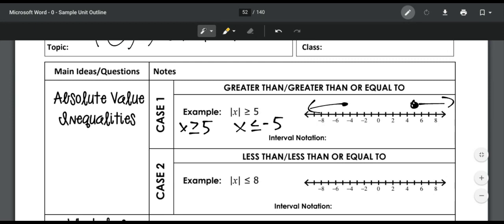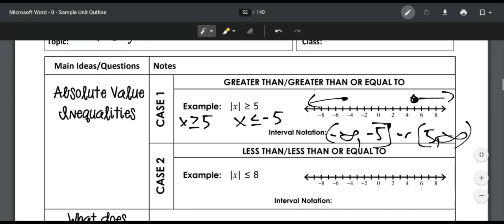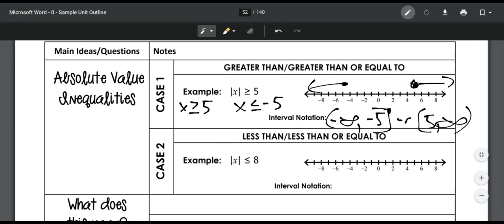So in this case, we have the negative infinity, and then we have -5 with a bracket, or we have the bracket 5 with infinity. Okay? And so the trick is whenever it starts out as greater than or equal to, it's always going to be an or. But you don't really have to memorize that, because if you do it right, it'll come out.